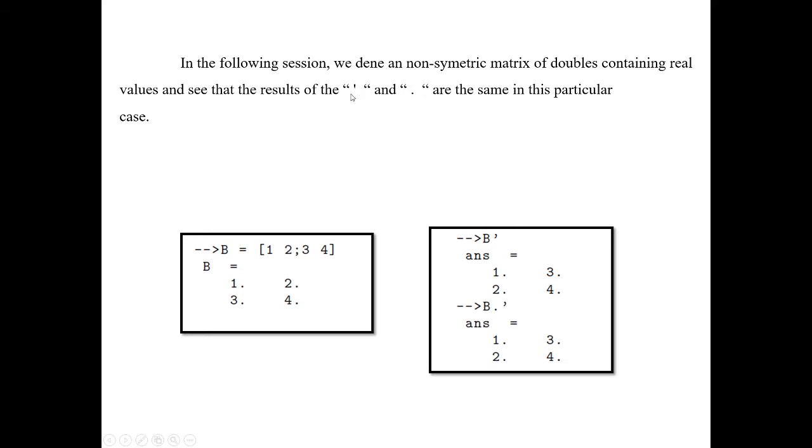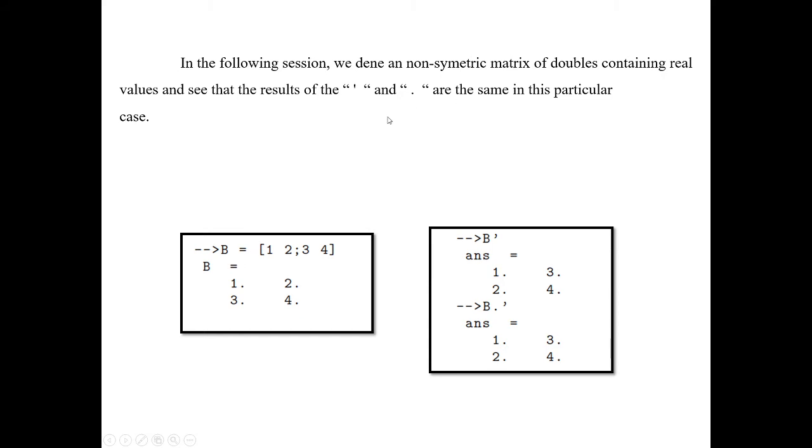And here you can see this non-symmetric matrix variable, which has real values. If you are using the single quote, what will it do? Simply it will change the row into column, right? So here we have 1, 2, 3, 4. B dash, here this column has been changed as row, right? If you give this dot dash, again what will it do? 1, 2, 3, 4. So the same thing will be displayed.